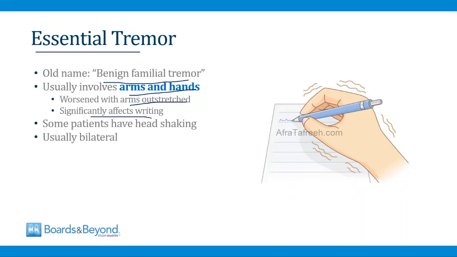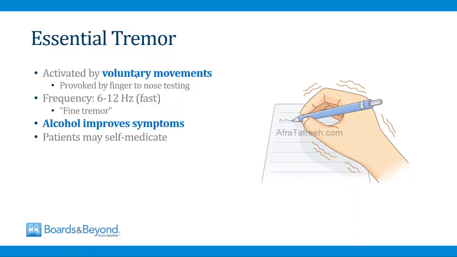In addition to the arms and hands, some patients have head shaking, and usually it's a bilateral tremor involving both extremities. Essential tremor is activated by voluntary movements, so you can provoke this in the office if you ask the patient to do finger-to-nose testing. It's a relatively high-frequency tremor, usually 6 to 12 hertz. It's often described as a fine tremor as compared to a coarse tremor, which is a slower tremor.